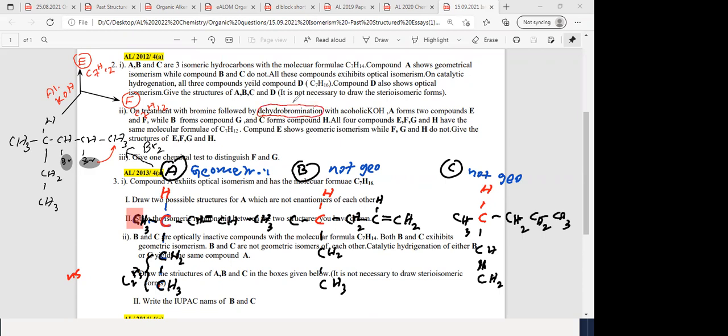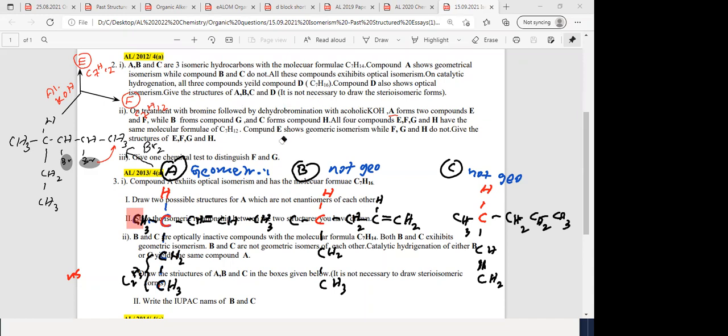For the removal of HBr, what is used? Alcoholic KOH. On treatment with bromine means what? Addition of Br2. First you add Br2 and then you remove HBr. Then A gives two compounds E and F, and B gives G, C gives H. From each of the other compounds you get one compound, but only from A you get two different compounds, and all four have the same formula, C7H12. That's all you are given. So you have to highlight the important keywords in the question again.